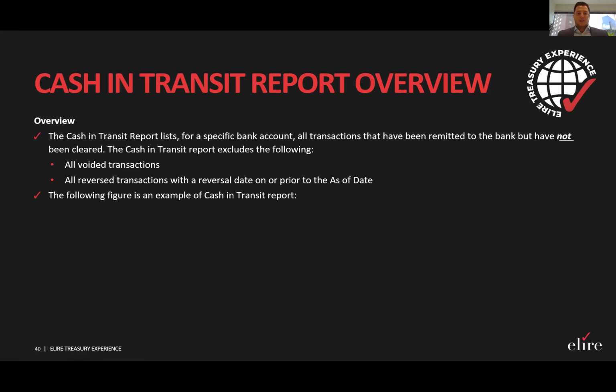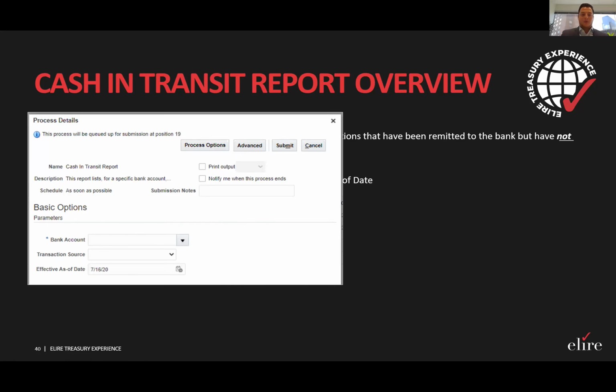The second report that is used and really facilitated through bank reconciliation is the cash and transfer report. This cash and transfer report lists, again for a specific bank account, all transactions that have been remitted to the bank but have not been cleared. So it gives us a view as to what we're still waiting on and why a statement could not be fully reconciled. It will not show us voided transactions. It will not show us reversed transactions with a reversal date prior to the as of date. That as of date is important when we start looking at that run control.